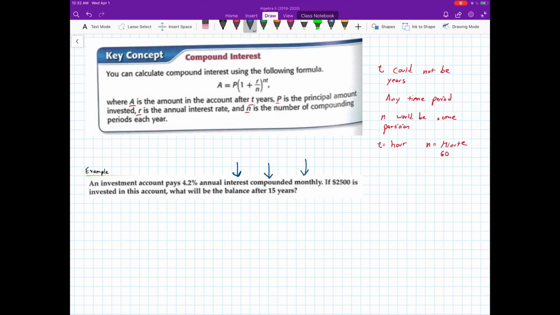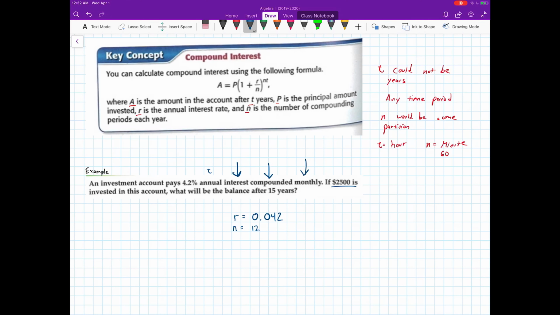An investment account pays 4.2% annual interest. So R is equal to 0.042. Got to move that decimal place over twice, right, to put it into numerical rather than percentage. The annual interest, so that's yearly, right? T is in years. Compounded monthly. So N is the number of times compounded, monthly. There's 12 months in a year.